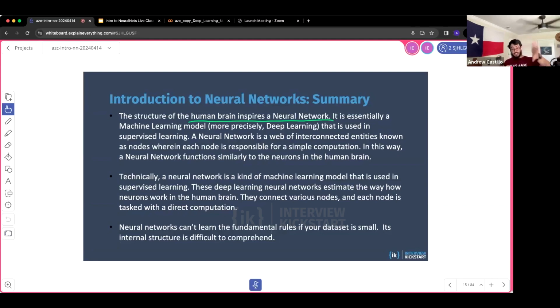And then also, just like we just talked about, these neural networks cannot learn these rules if your data set is small, okay? I think somebody just asked that. It's a really, really good point. So we have to make sure we understand that you need a lot of data for these models.